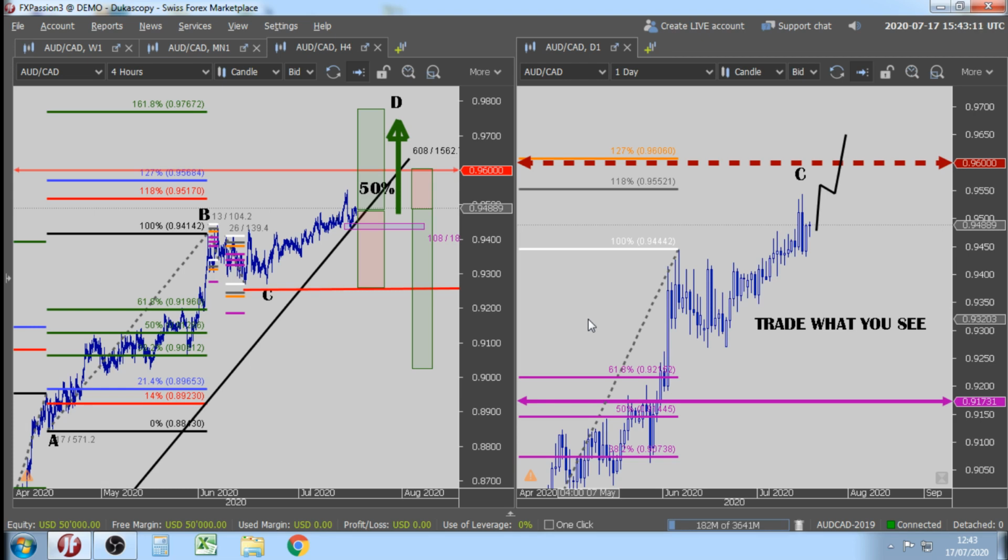But now we are trying to understand timing. And we said, well, what should we do? And one of the concepts is trade what you see. So both guys are in the market already. Who has the greater chance? What do you think?